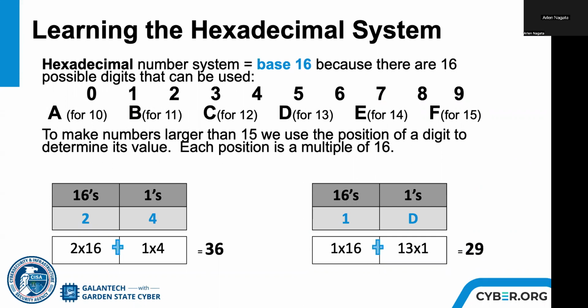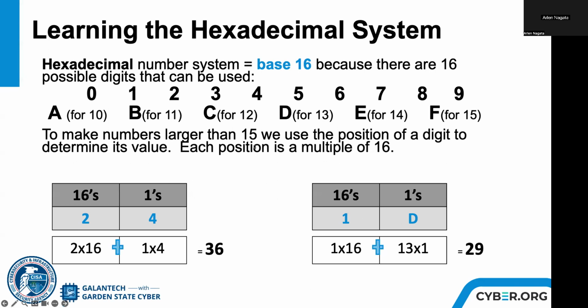Zero to 9 is pretty normal for us. A is 10, B is 11, C is 12, etc. Okay, and so in the hexadecimal system, it's base 16. So each place value is worth 16. I don't know a better way to say that, but the first place value is the ones. The next one is the 16s. I believe the next one is the 256, and on and on and on.